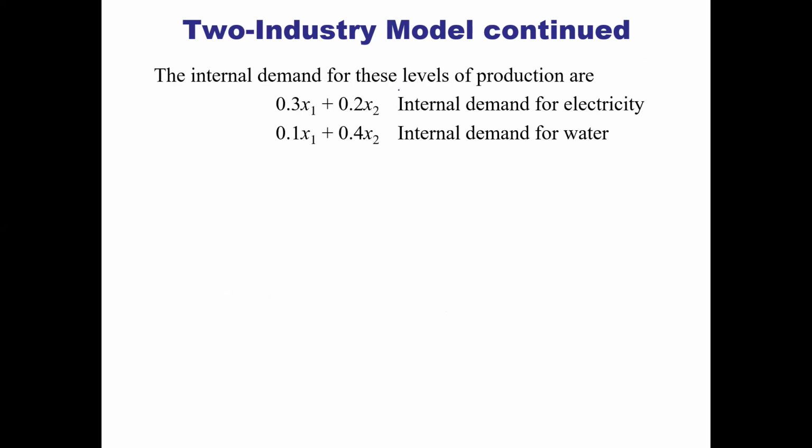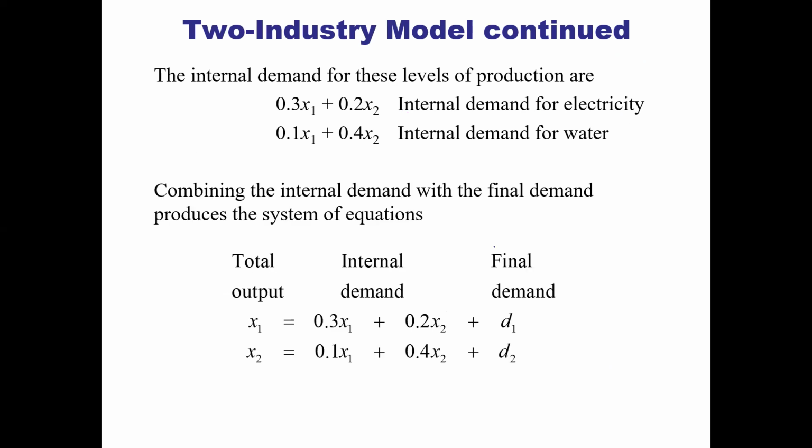With that, we can say 0.3 times x1 plus 0.2 times x2 is going to be our internal demand for electricity, and 0.1 times x1 plus 0.4 times x2 is going to be the internal demand for water. If we combine all of that together, the total output, which is our x1, x2, is going to be the internal demand plus our final demand. This is going to be our D, these are X's, and all that.